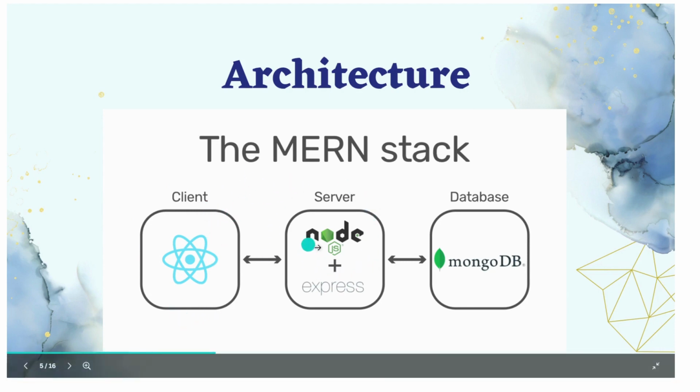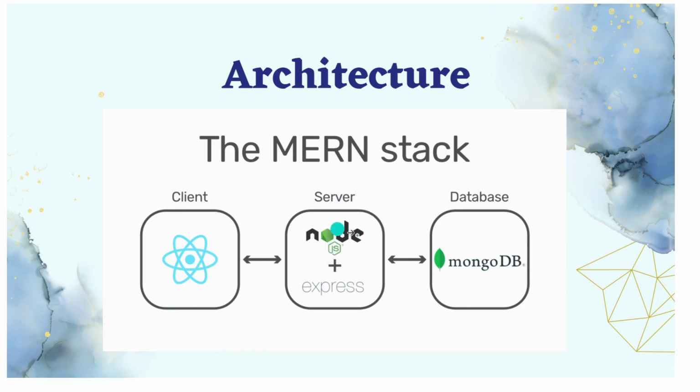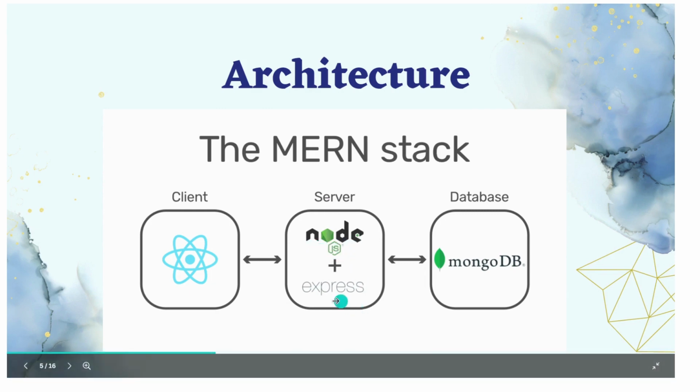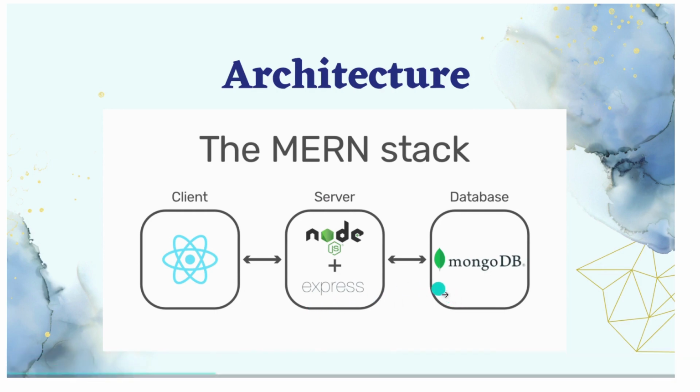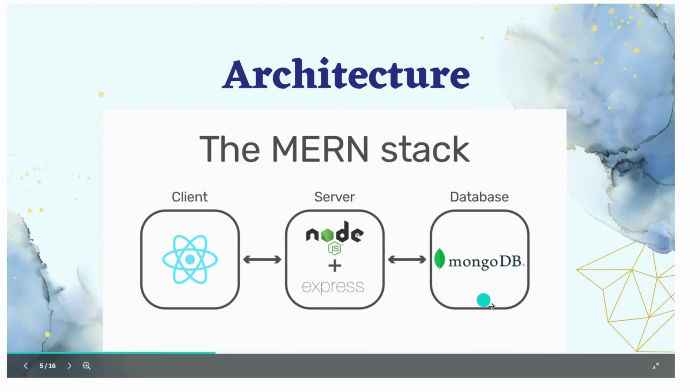The second one is the application tier. This tier is responsible for handling the business logic and communication with the database. It was implemented using Node.js and Express.js. And the last one is the data tier. This tier is responsible for storing and retrieving the data. It was implemented using MongoDB. Let's see the next page.